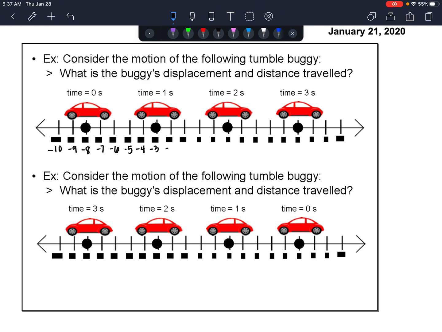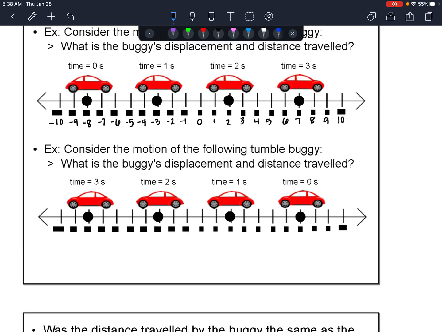I'm doing my best to stay neat. -1, so this is 0, 1, 2, 3, 4, 5, 6, 7, 8, 9, 10. So think of this number line as kind of like replacing your x-axis. And we're just looking at motion in the horizontal direction. And then the second number line, I think, is exactly the same. Yes, it is. -10, -9, -8, -7, -6, -5, -4, -3, -2, -1, 0, 1, 2, 3, 4, 5.